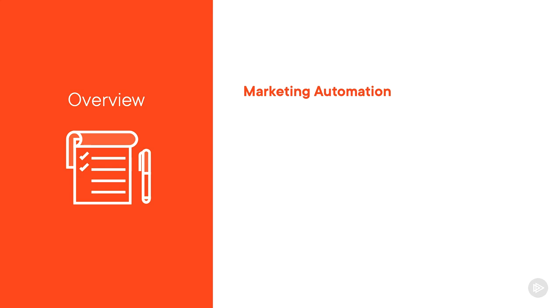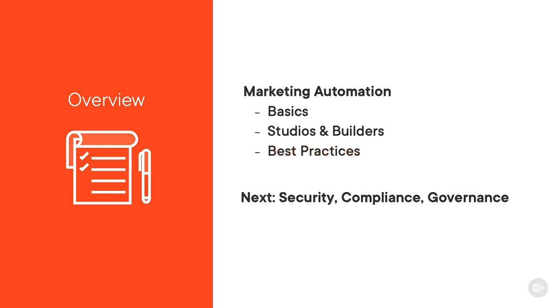So that was a lot of content. So let's do a quick overview. We went through the basics of marketing automation, what it is, why we're using it. We went through the difference of the studios and builders we have available inside of Marketing Cloud. And we went through some quick best practices of marketing automation inside of Marketing Cloud. Next up, we have security, compliance, and governance.